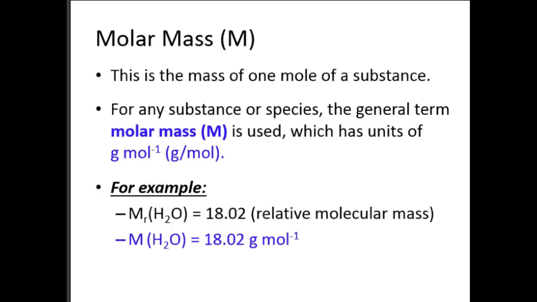So let's say you were trying to find the molar mass of water. We know that water weighs 18.02 grams by adding up 2 hydrogens and 1 oxygen. So the molar mass is 18.02 grams per mole, or gram times mole to the -1. So molar mass is pretty much the same thing as relative molecular mass. It's just that now we're adding units, gram per mole, whereas relative molecular mass didn't have units.